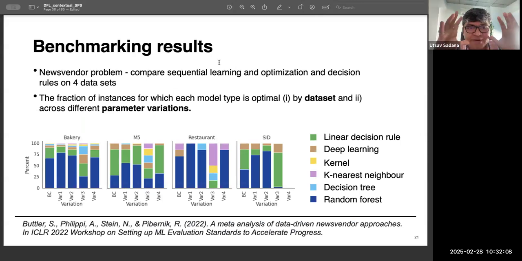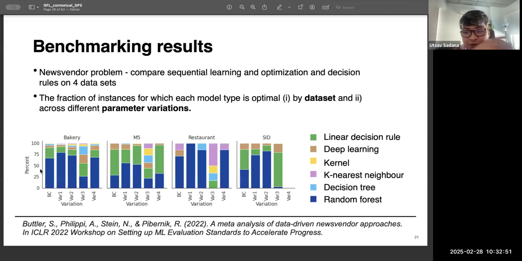Now, let's see a benchmarking study on a newsvendor problem that was conducted by Butler and others. Here they use 4 data sets: this bakery data set, M5, restaurant, SID. They consider 5 variations of the problem parameters for every data set. On the y-axis, you see the percentage of instances for which a model of a given color outperformed other models. So you can see here that for random forest, for 60% of the instances when the problem parameter setting was BC, the best model was random forest.